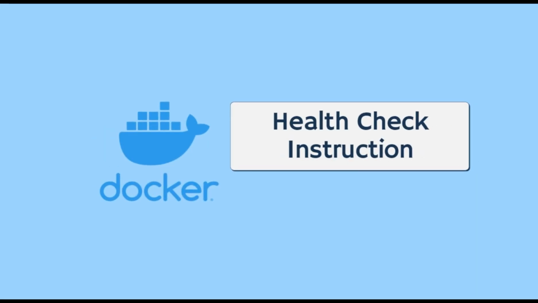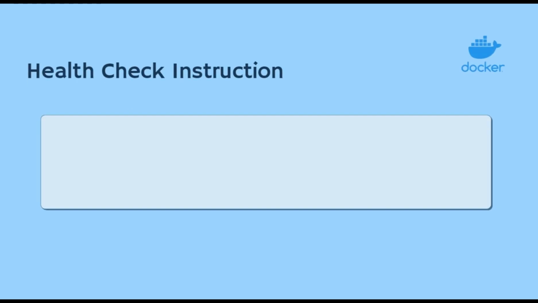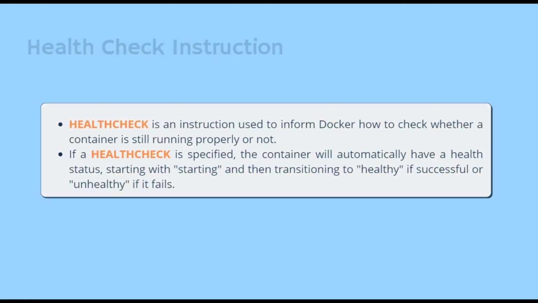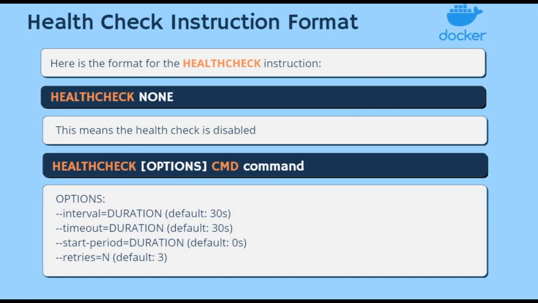HEALTHCHECK instruction. HEALTHCHECK is an instruction used to inform Docker how to check whether a container is still running properly or not. If a health check is specified, the container will automatically have a health status, starting with starting and then transitioning to healthy, if successful, or unhealthy, if it fails. Here is the format for the HEALTHCHECK instruction. HEALTHCHECK NONE. This means the health check is disabled.